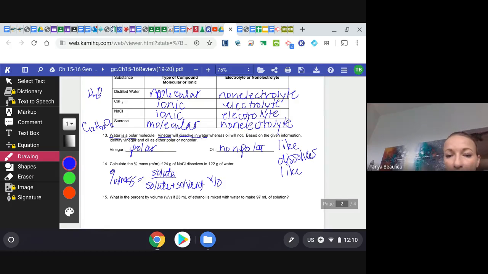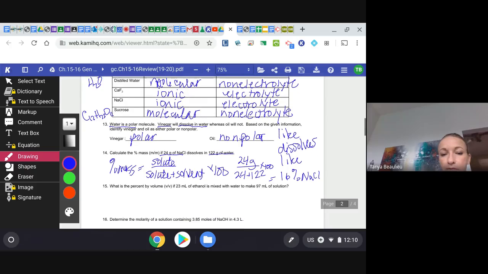So for this problem here, your solute is 24 grams. Your solvent is always water. Water is always a solvent. So you're going to have your 24 plus 122 grams there times 100. That comes out to be, for that problem there, 16%. And you need to label your substance sodium chloride. So you have your solute divided by your solute and solvent times 100 for that one.